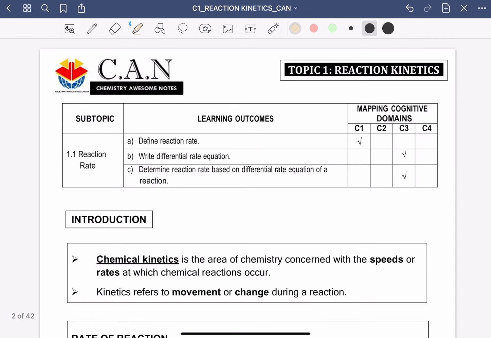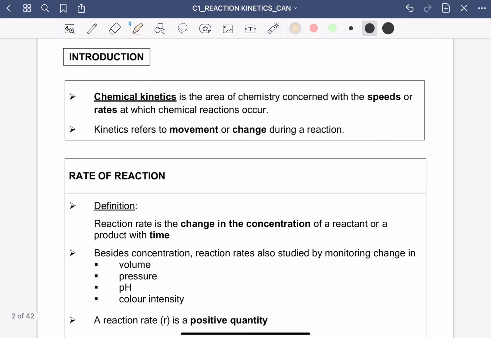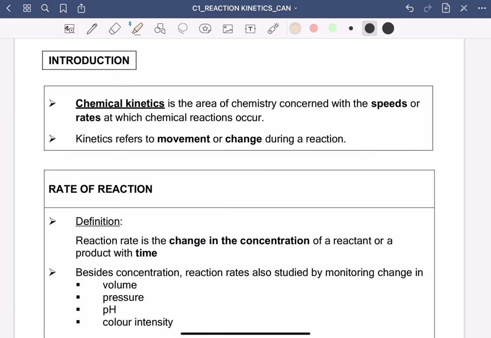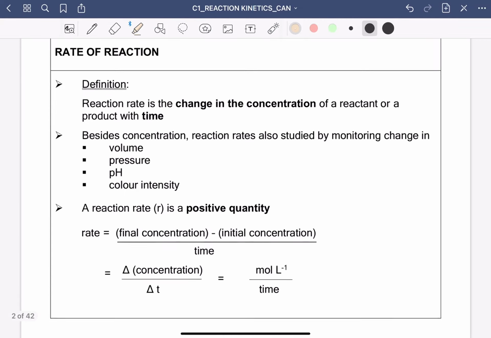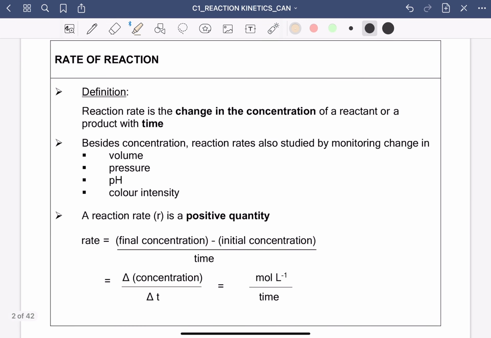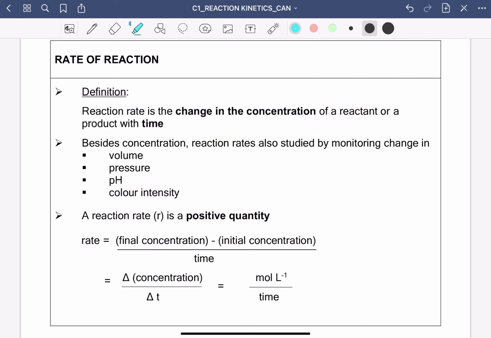So when we say reaction kinetics, it is related with reaction rate. I don't want to talk about what chemical kinetics is. You know that kinetics is movement or change. Now let's go directly to the rate of reaction. The definition of reaction rate, as you can see here, is the change in the concentration of a reactant or a product with time.